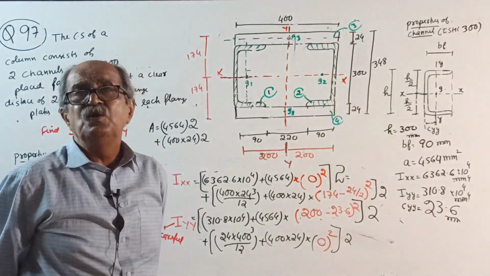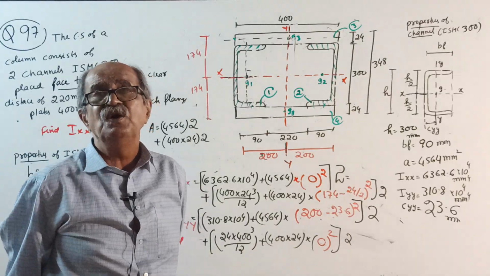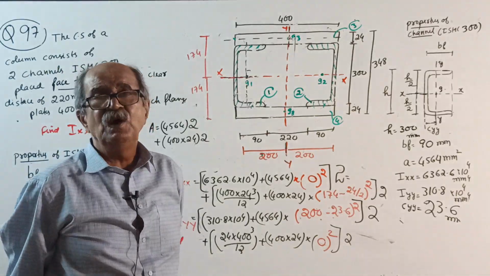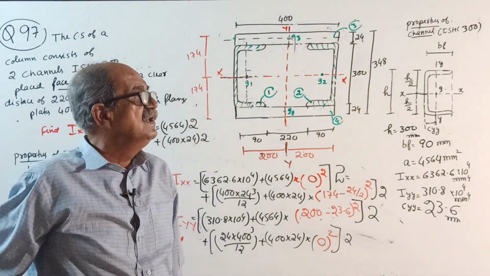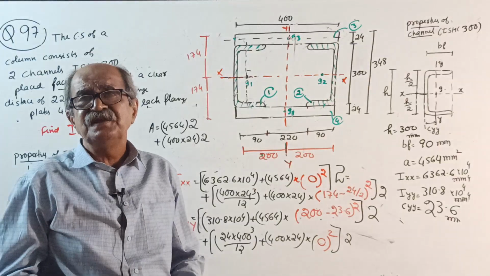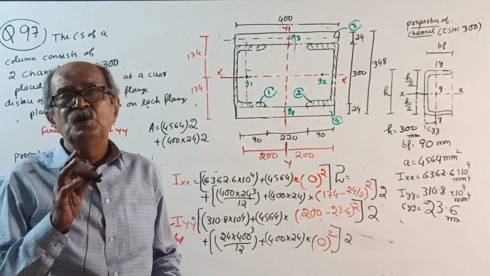Title will be today: two channels with or without plates. Next time some new part will be there. So another 2 or 3 classes are required for the steel structures part. It is useful for steel structures.